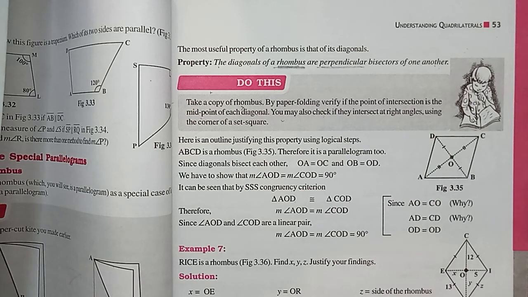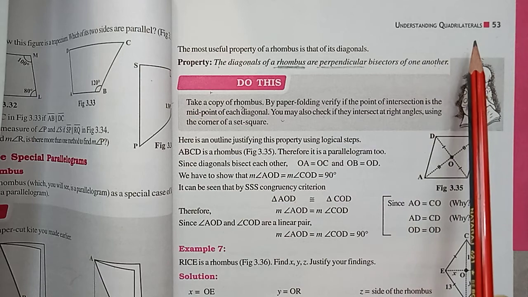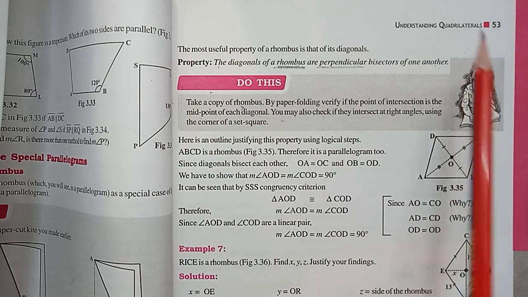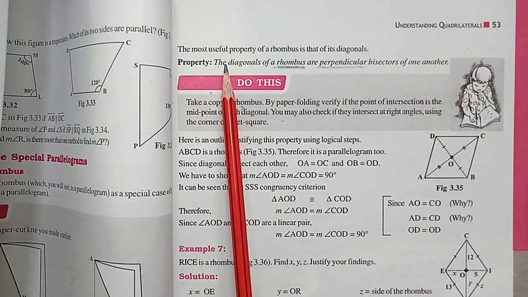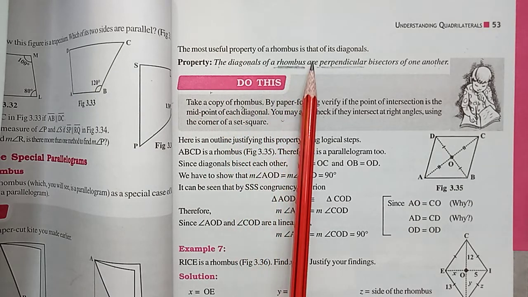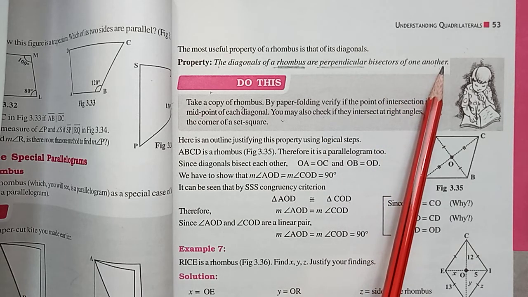Hello students, this is the NCERT Maths book, class 8, chapter 3, Understanding Quadrilaterals. Here today we are going to see a property. It says the diagonals of a rhombus are perpendicular bisectors of one another.